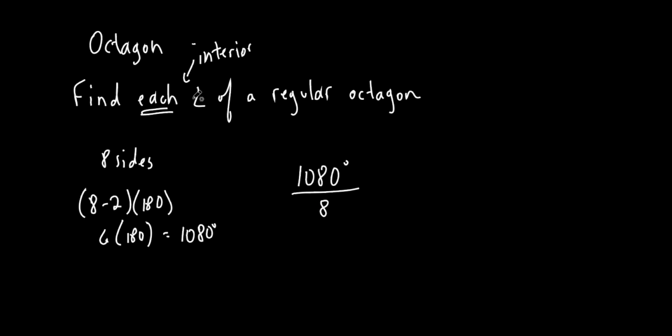Okay, there's not 6 sides in an octagon. How many angles? How many sides? There's 8. So 1080 divided by 8. I'm pretty sure I remember this one. I think it's 135. Yep, it's 135.